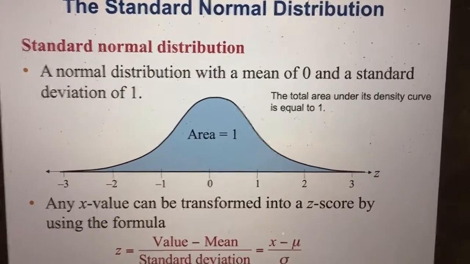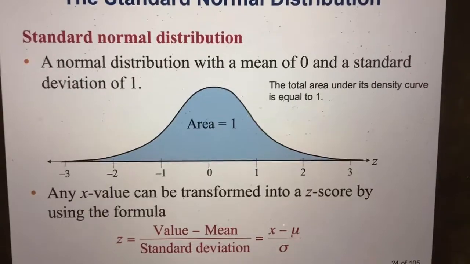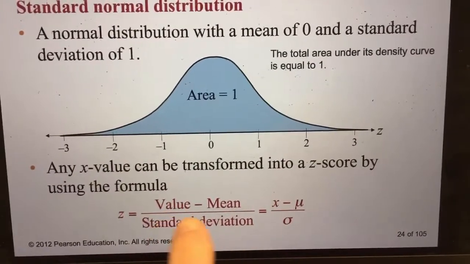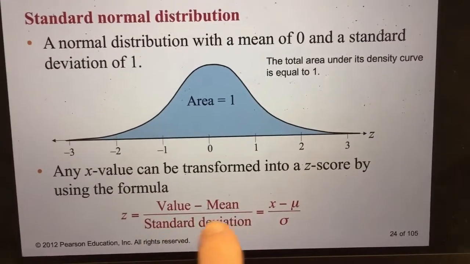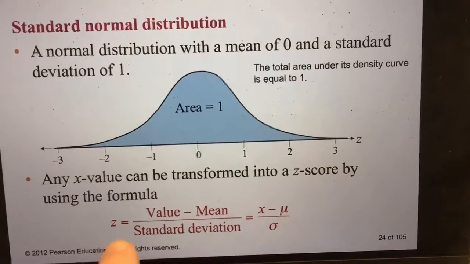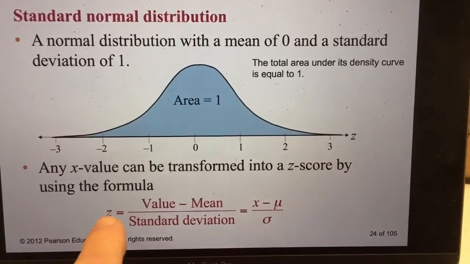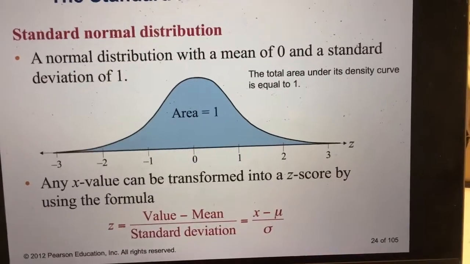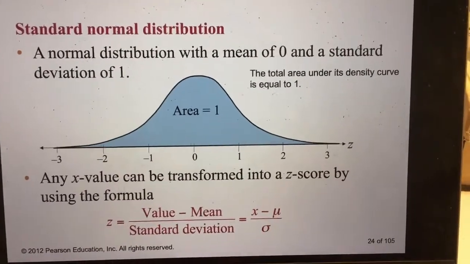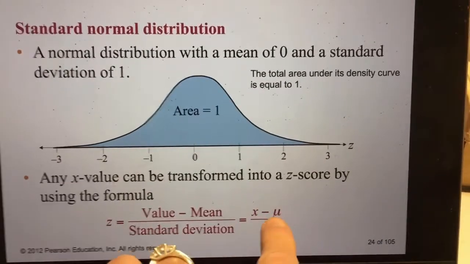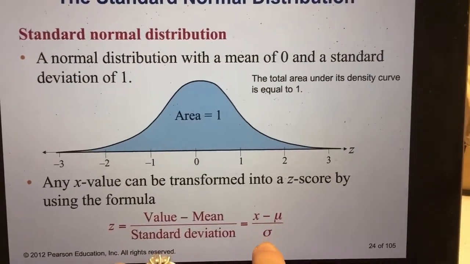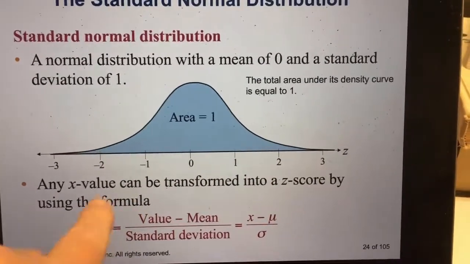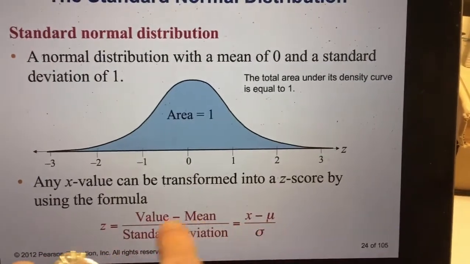Any x value can be transformed into a z-score by using this formula. We take the x value we're talking about, minus the mean, divided by the standard deviation, and that will give us the z-score. The z-score is how many standard deviations we are from the mean. So we can take a normal distribution that has a mean that's not 0 and a standard deviation that's not 1, and turn it into a standard normal distribution by using this formula.